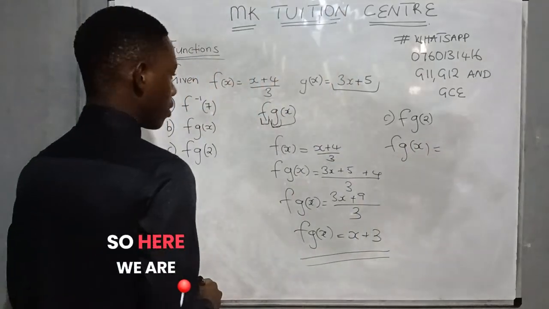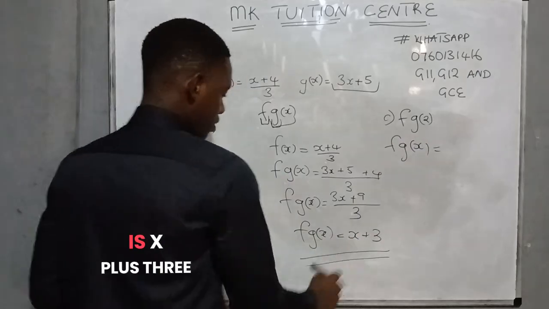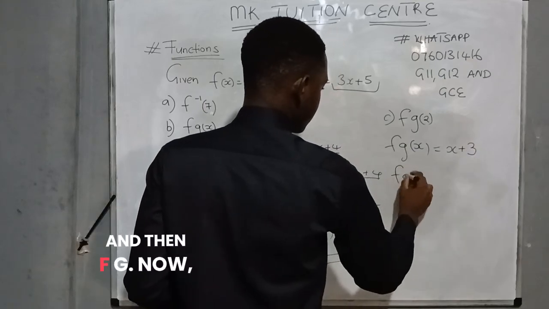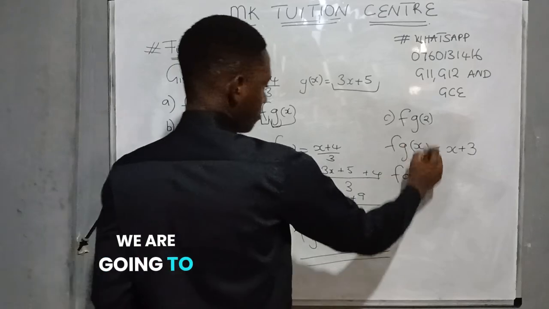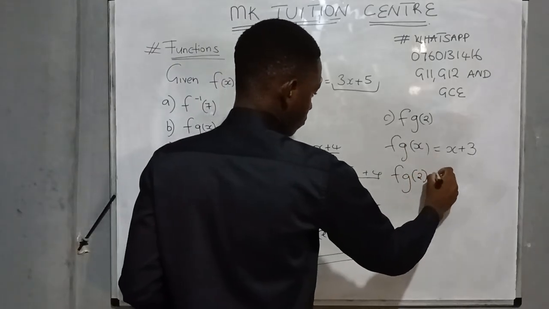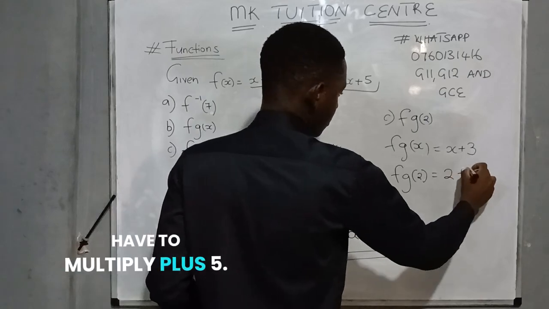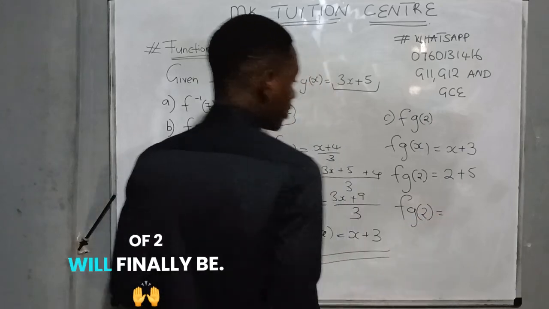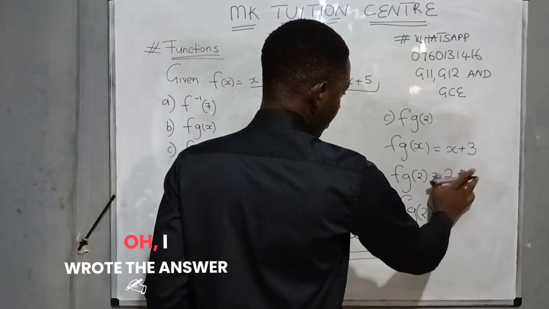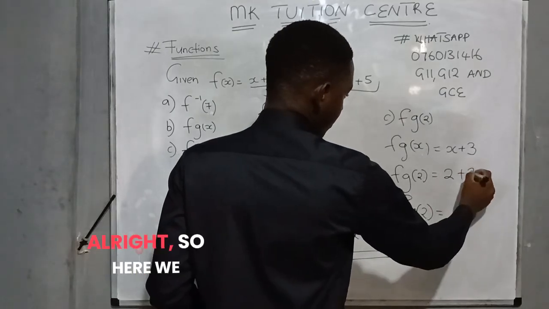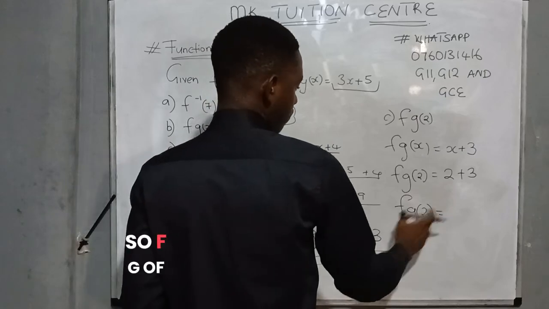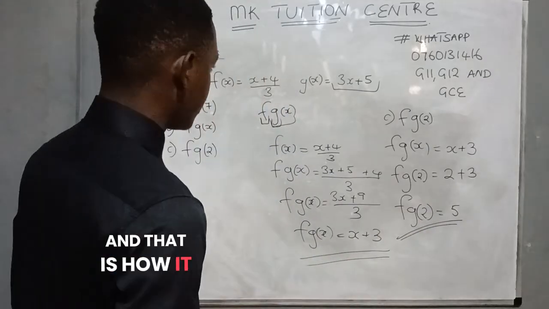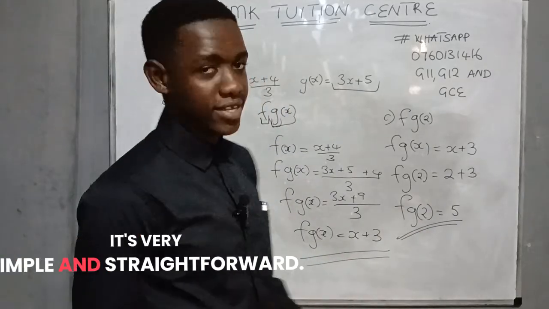Okay. So here we're going to copy fg of x, which is x plus 3. And then for fg, where there is x, we are going to input 2. So we're going to have 2 this side plus 3. And then fg of 2 will finally be, oh, I wrote the answer in advance. Alright, so here we have 5. So fg of 2 will be 5. Alright, and that is how it is done. It's very simple and straightforward.